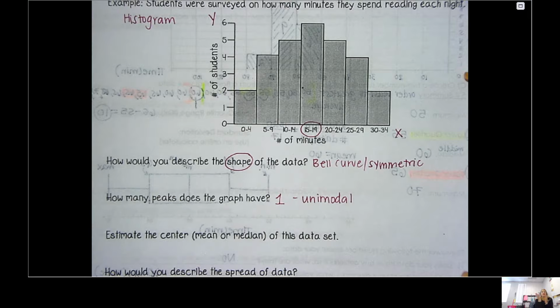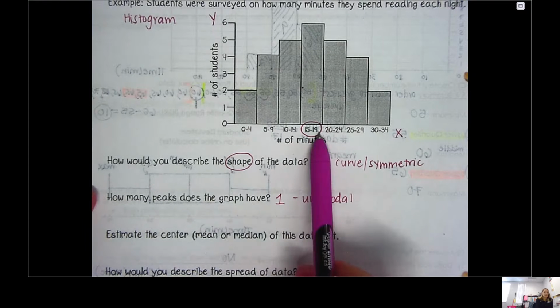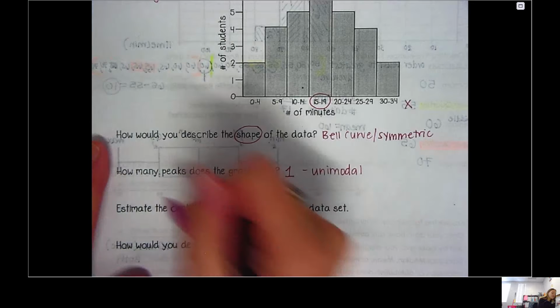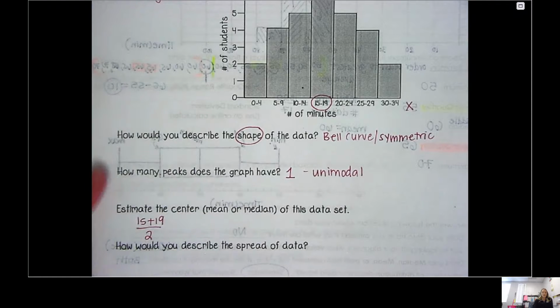You can count, or, Colin, you were saying it? Add them and divide by 2. Good. So between 15 and 19, 17. It's 17. It's easy to kind of tell, right, to count. But you could also take 15 plus 19 and divide it by 2. 15 plus 19 gives you 34. And if you divide that by 2, it's approximately 17.